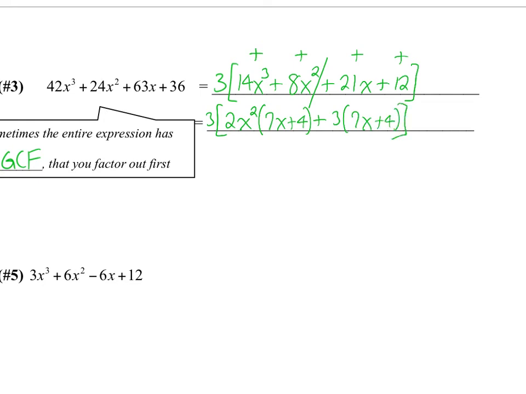And now for our final thing, we're going to pull the 7x plus 4 in front. So I'm going to do 3 times 7x plus 4 times 2x squared plus 3. And there's our final answer, okay?